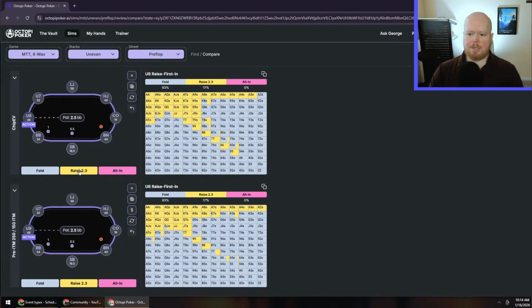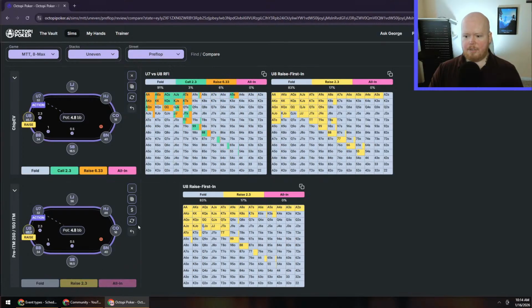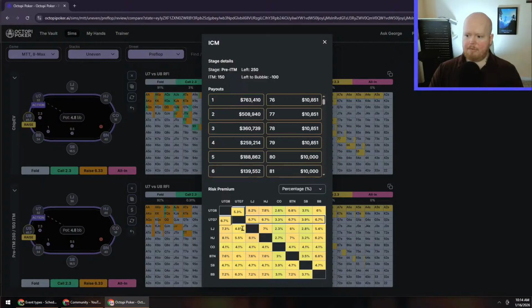But let's focus on this button player here. We're going to focus on that because as far as the button's response goes, their risk premium against the under the gun player here is 7.6%, right? Now that's definitely going to be higher than what it would be if we were still at ICM 50, but it's not so high that they're going to have to make massive adaptations here. It certainly isn't at a point where they have to be incredibly conservative.